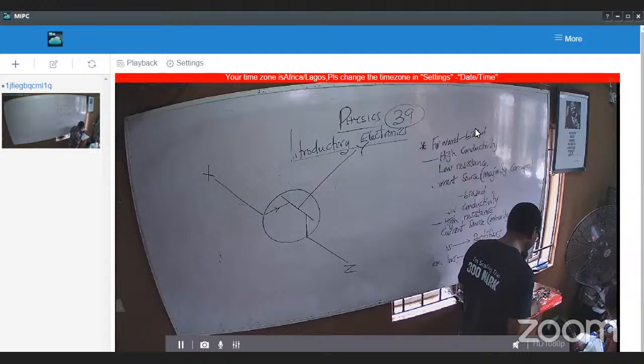Option B, amplification. Option C, filtering. That's electric filtering. Option D, instrument protection. You can guess intelligently.